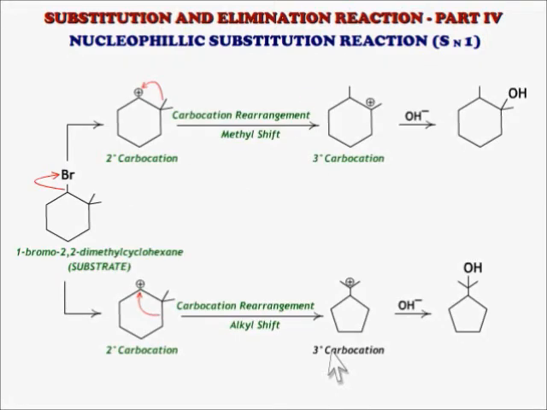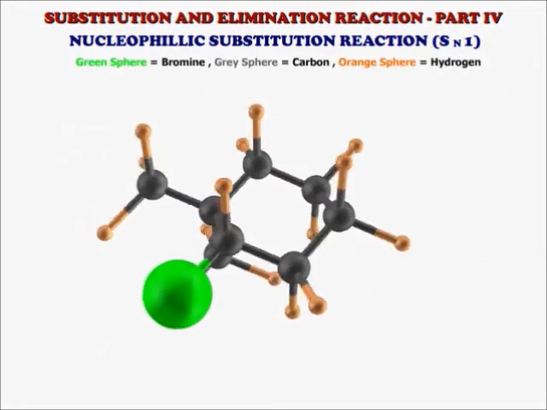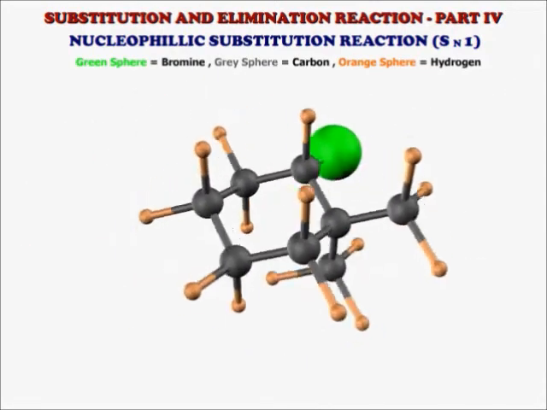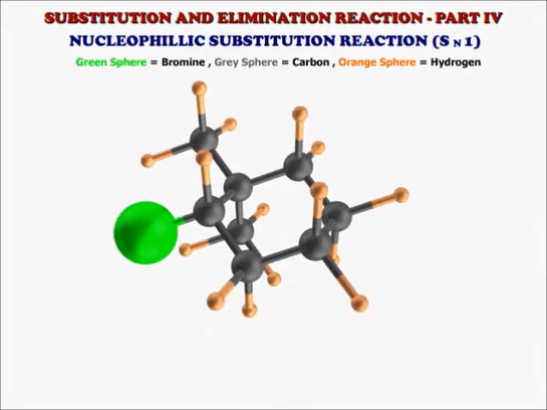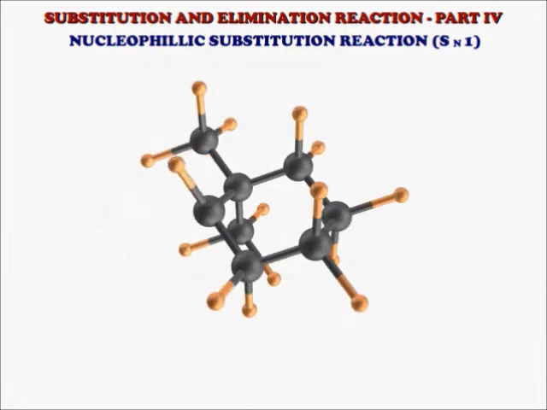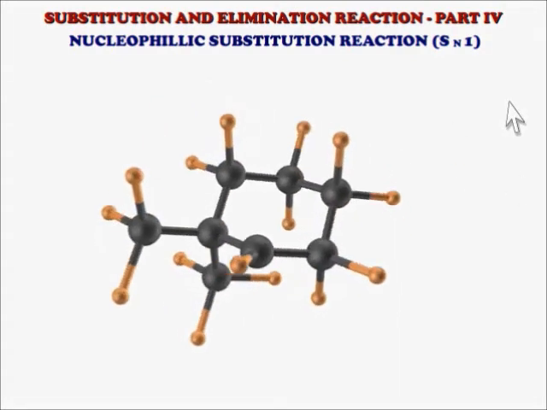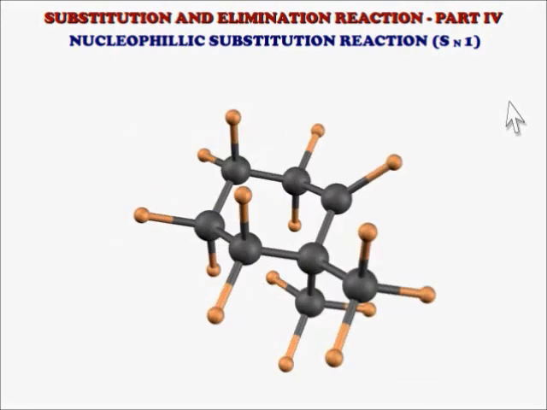There are more complex rearrangements in cycloalkanes. A typical example is like this. This is the substrate. The leaving group departs forming a secondary carbocation where the positive charge is on this carbon. Now let's rotate the camera position for a clearer view of the mechanism of rearrangement.